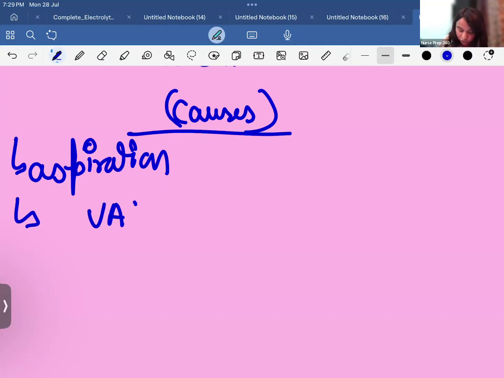Yes, ventilator-associated pneumonia. Bilal Khan, any example of pneumonia if you remember? Bacterial pneumonia. Yes.